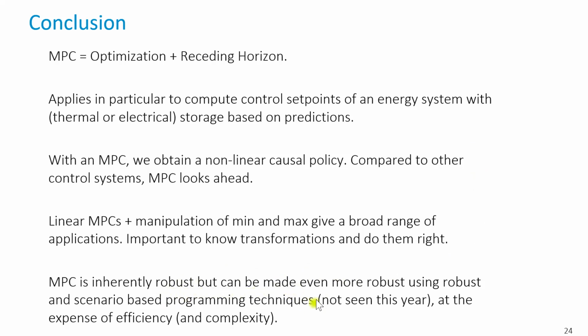If we want to be even more robust, then we can use the techniques we've seen before, robust programming. If we have not just a prediction of the temperature, but also prediction intervals within which the temperature will be between these bounds, then we might have a more conservative MPC. We can also use scenario-based programming, but this year we don't see these techniques because we had to skip one lecture, and we will have enough to do with what we're seeing today.